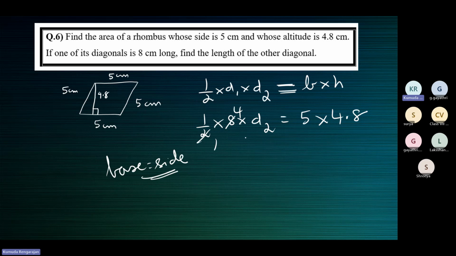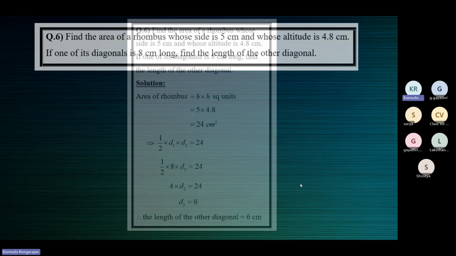So 4 into d2 is equal to 5 into 4.8. So d2 is equal to what? d2 is equal to 5 into 4.8 divided by 4. Correct? Now we'll have to cancel. 4 ones are 4, 1.2 times. So 1.2 into 5 will be 6. So the length of the other diagonal is 6 centimeters.